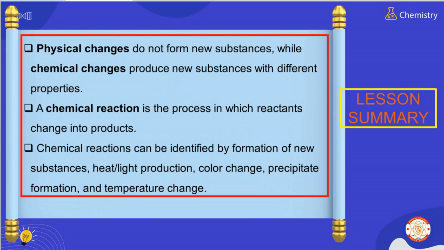So as a summary, physical changes don't form new substance, while chemical changes produce new substances with different properties. So a chemical reaction is a process in which the reactants are changed into products. So a chemical reaction can be identified by the formation of new substances, heat or light production, color change, precipitate formation, and temperature change. This is very important. These are indicators that a chemical reaction has occurred.